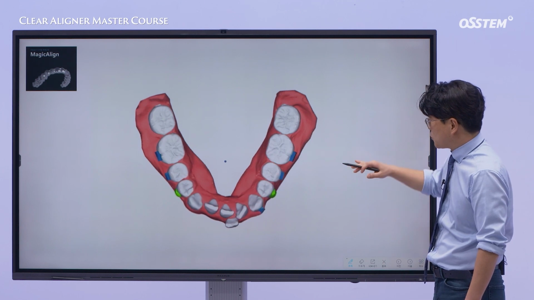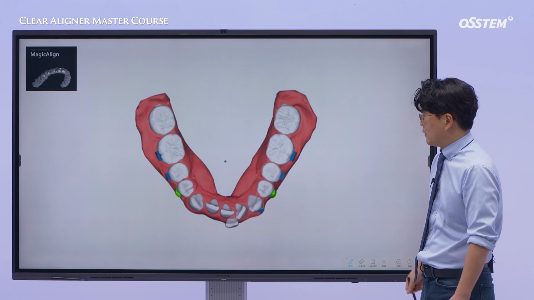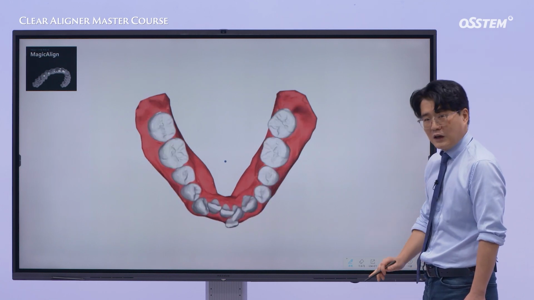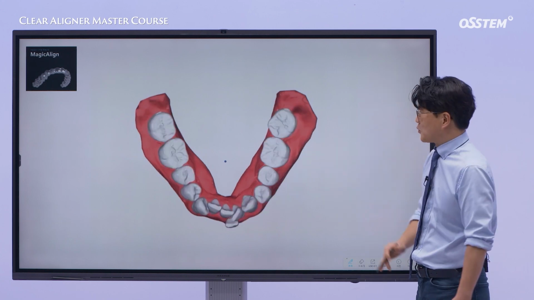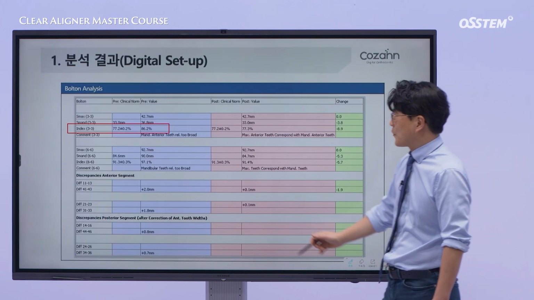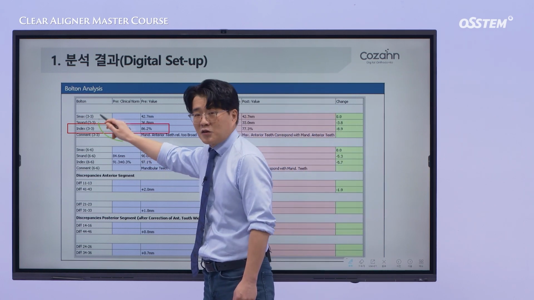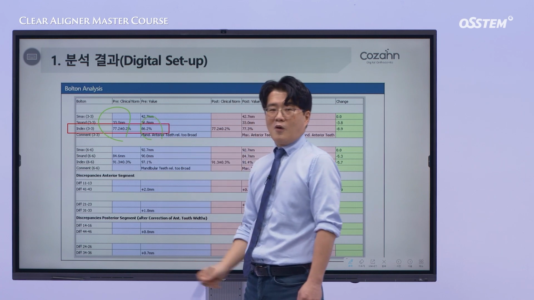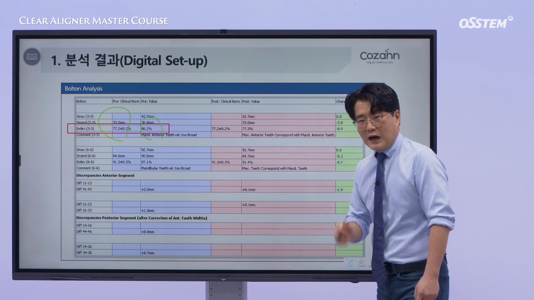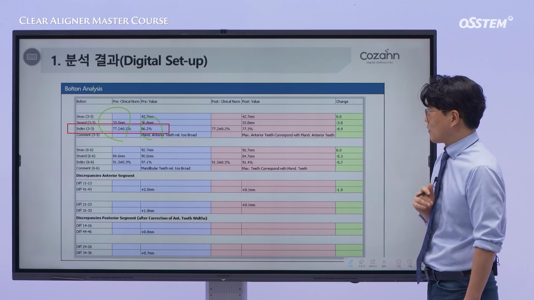As you can see, a significant amount of molar distalization is required, and the amount of IPR is also quite substantial. It seems the treatment may take some time. So the question is whether molar distalization will work well in this case. Typically, the normal anterior Bolton ratio is around 77%. However, in this case, it is 86%, which is quite high. This may serve as a diagnostic basis for considering mandibular incisor extraction.